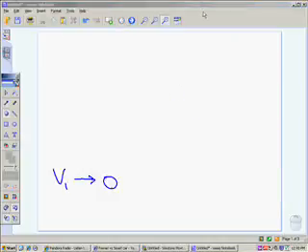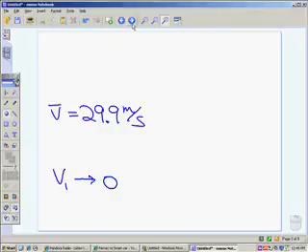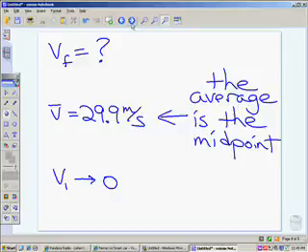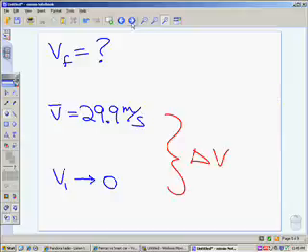There is another way of looking at this problem that is more conceptual and less using equations. Let's start off with the idea that our initial velocity is 0, and our average is 29.9 meters per second. And the average is somewhere between the 0 and some higher number, which is the final velocity. Now, the average, remember, is the midpoint. And so that means that the change in velocity that occurred in the first half is going to be the exact same as the change in velocity during the second half.